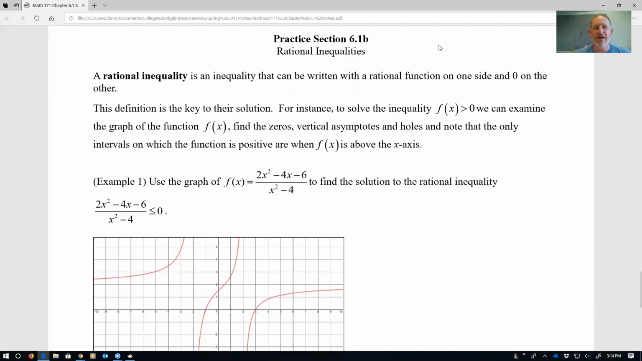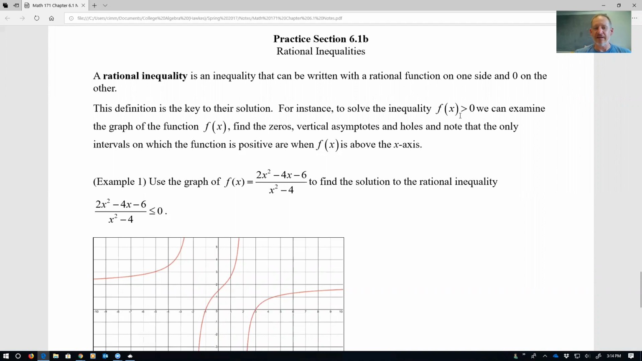Hello. We're going to be talking about a rational inequality. A rational inequality is one that can be written with a rational function on one side and 0 on the other. It doesn't have an equal sign, but it has a greater than, less than, or greater than or equal to, less than or equal to sign in between the function and the 0.